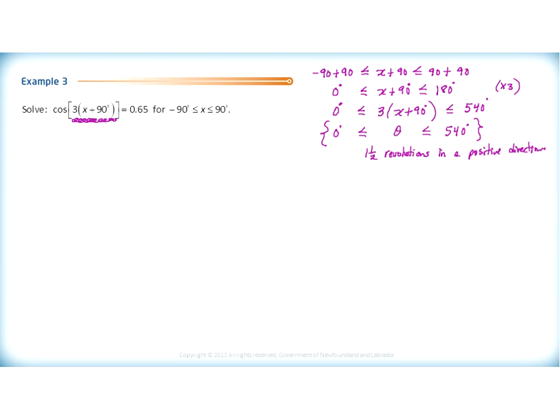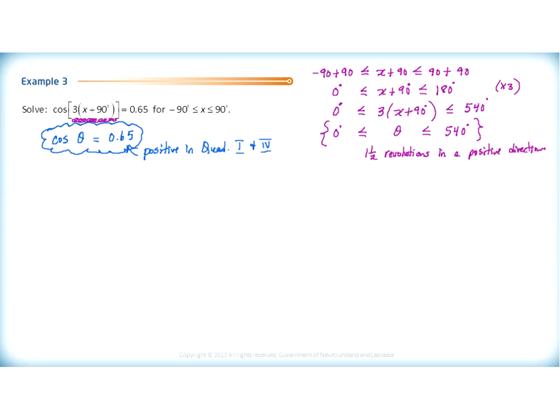So let's go back and solve the equation. We will replace 3 times x plus 90 with theta. So we have the cosine of theta is equal to decimal 6.5, and that is something that is somewhat familiar to us. This time we see that cosine is positive, and we know that cosine is positive in quadrants 1 and 4.